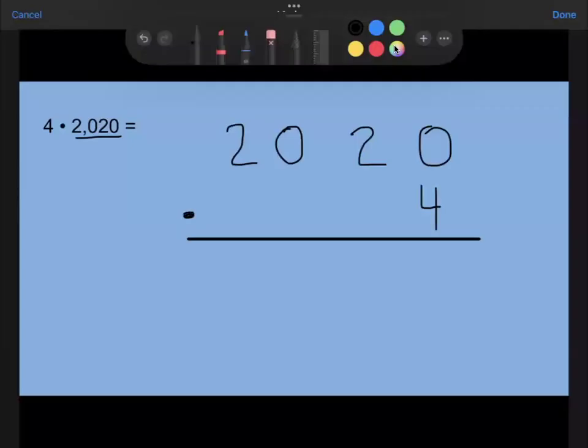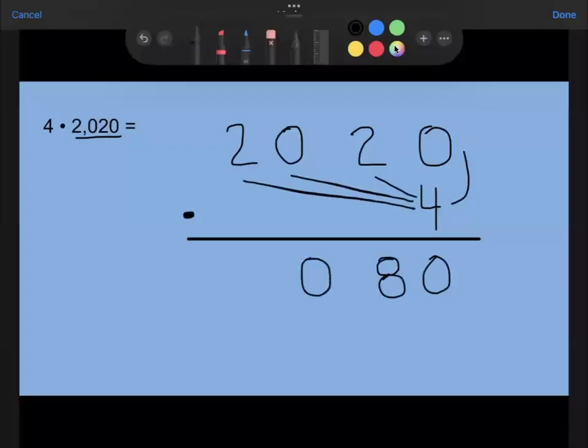So I'm going to start by doing 0 times 4, which is 0, so no regrouping there. 2 times 4, which is 8. 0 times 4, which is 0, and 2 times 4, which is 8. So the answer here should be 8,080. This one was kind of easy because there was no regrouping.